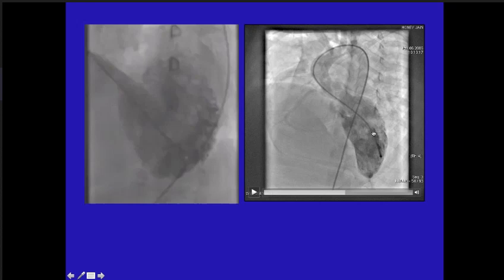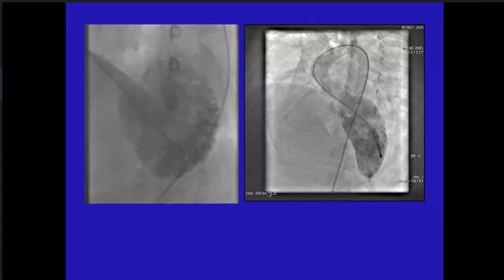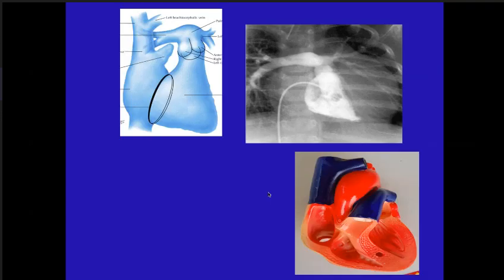But when you give too much cranial tilt, what happens? The arch and all will get distorted. So what is good for ventricle may not be good for arch. You must remember that. Okay. So you must plan your angio as to how many angios you can do and how to do it. Are you following what I'm saying? Yes, sir. Okay. Right.